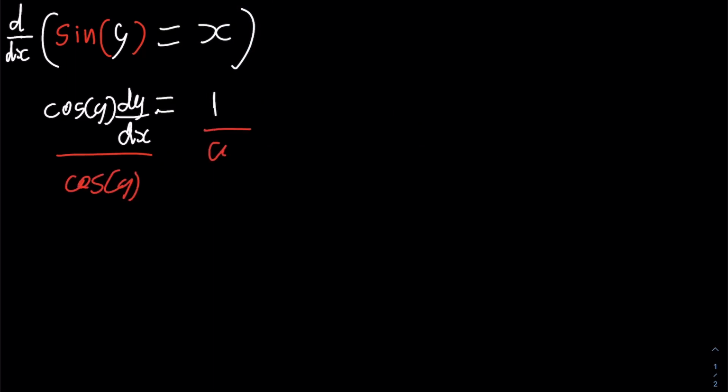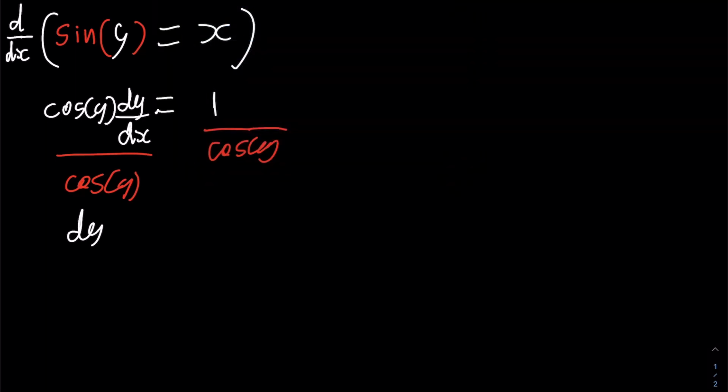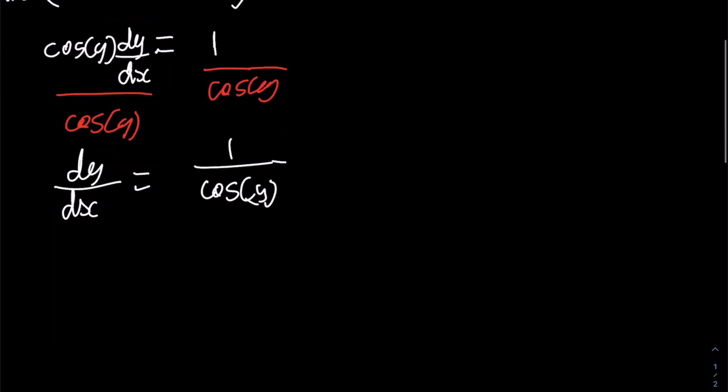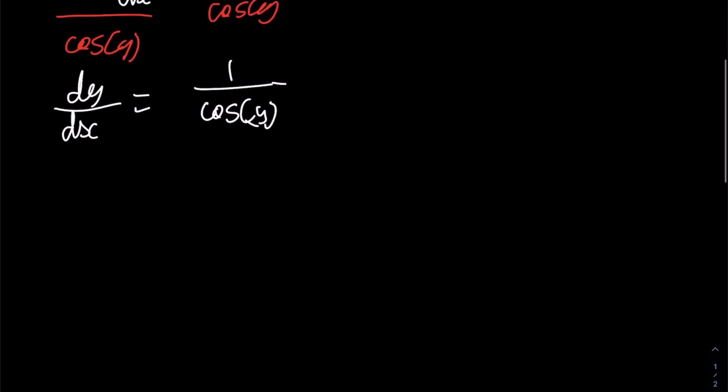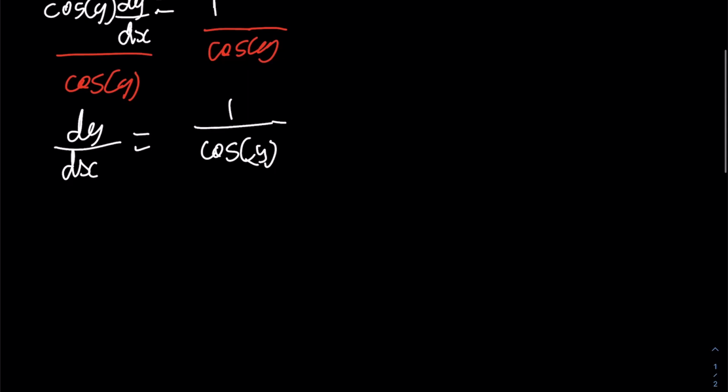So we divide by cosine of y. So here we see that dy by dx is equal to 1 over the cosine of y. Now what we can also do is use the fact that the reciprocal of the cosine is exactly the secant of the input. So now we see that dy by dx is just equal to the secant of y.